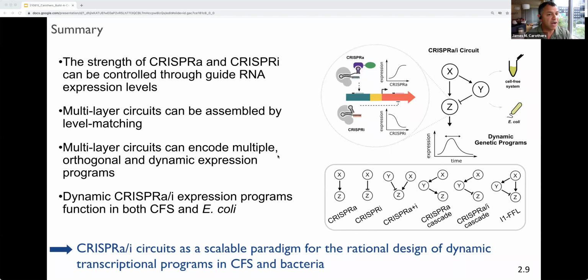And these dynamic programs can function both in cell-free systems as well as E. coli. And so, we think this is really giving us a scalable framework for doing the rational design of dynamic transcriptional programs in cell-free systems and in bacteria. So, of course, the next challenge for us is really to increase the number of components that we have access to, and build those components so that they meet our target specs so that we can increase the sizes and the complexities of these systems.